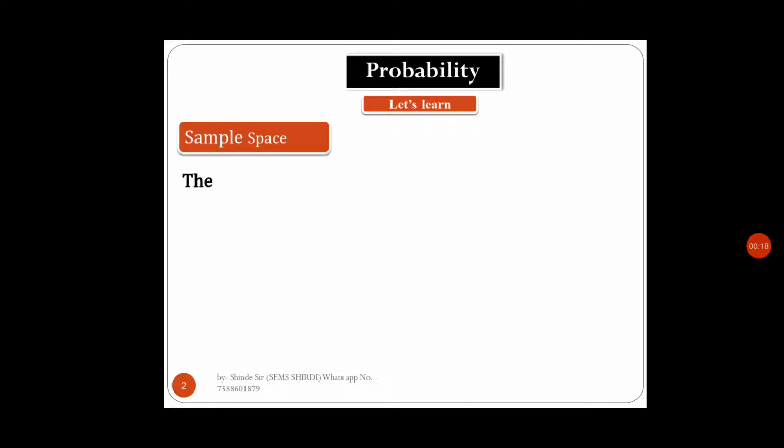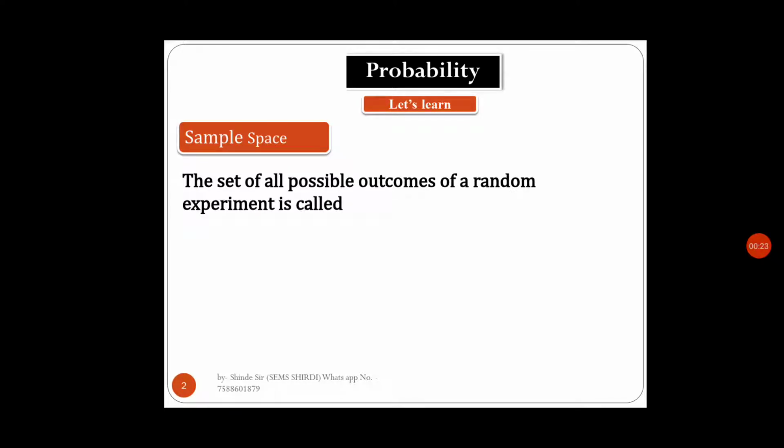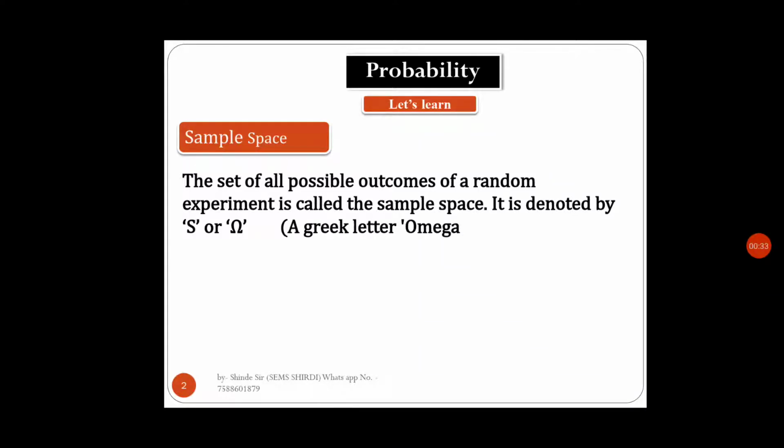The definition of the sample space: the set of all possible outcomes of a random experiment is called the sample space. It is denoted by capital letter S or the Greek letter omega. The set of all possible outcomes of a random experiment is called the sample space.